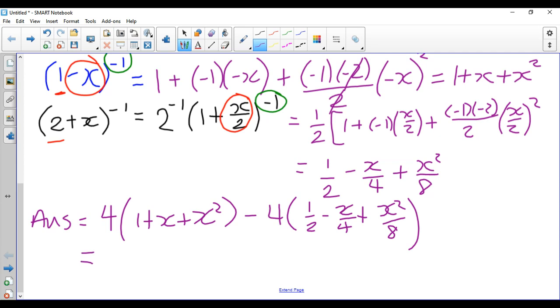As you can see, that's literally just a nice piece of mental arithmetic. I'm going to get 2 plus 5x plus 7 over 2x squared.